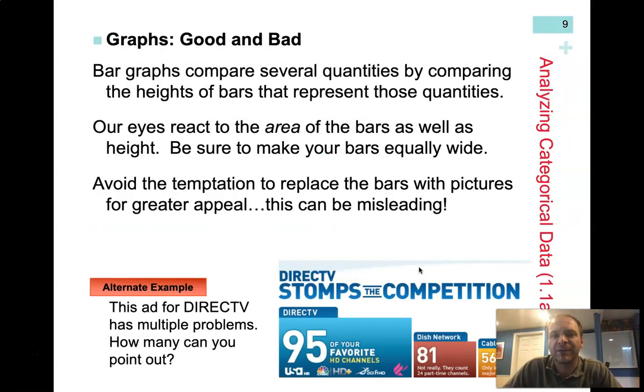Avoid the temptation to replace bars with pictures for greater appeal. It can be misleading. You can look at this graph on the lower right-hand side of the screen. And notice that's what they did, they replaced the bars, they didn't keep the same width. They used an area for the 95, the 81, the 56 for DirecTV, Dish Network, and cable, respectively. My eyes are drawn to that 95 being, wow, that is over twice the width of the Dish Network. That area is so much bigger. So that must mean that DirecTV is so much better than the other ones. And so it can be very misleading because the bars are not the same. We're using images, we're using pictures on it.